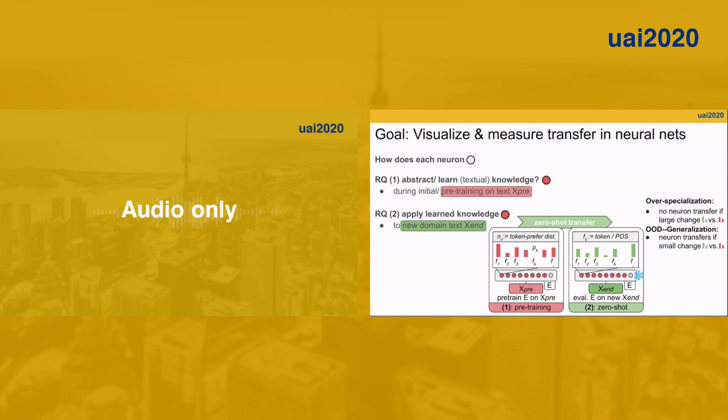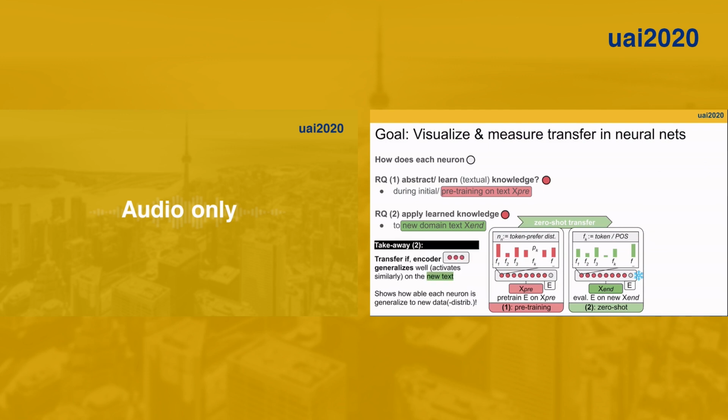So what we can take away here is that we have out-of-domain generalization for neurons that have transferable knowledge, or have the same activation patterns over pre-training and the new corpus. And we also have over-specialized ones that have a large difference between these distributions. In the end, TX-ray can be used to show the generalization to new domain data distributions per neuron.